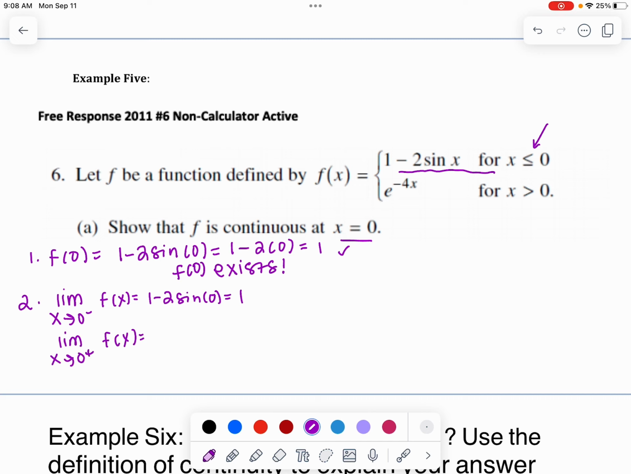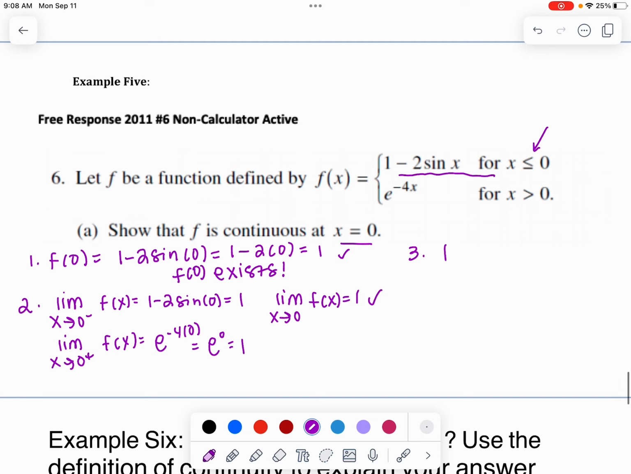And I'm going to use the piece that's defined when the x values are greater than 0, and that's e to the negative 4x. So I'm going to do e to the negative 4 times 0, which equals e to the 0 power, and anything raised to the 0 power is 1. And so the limit as x approaches 0 of f of x equals 1. So it exists. And then finally, we already know this, but we have to write it out. F of 0 equals the limit as x approaches 0 of f of x, which equals 1. So f is continuous at x equals 0.